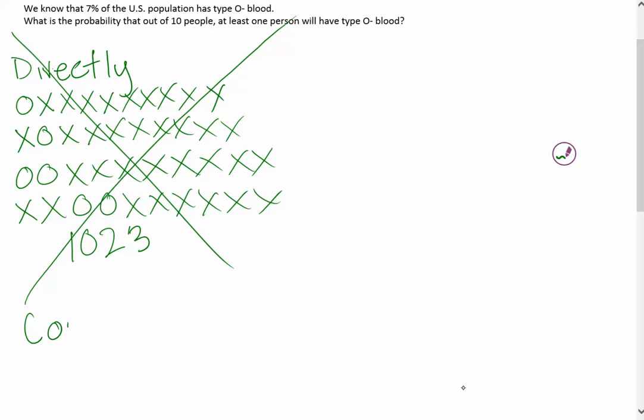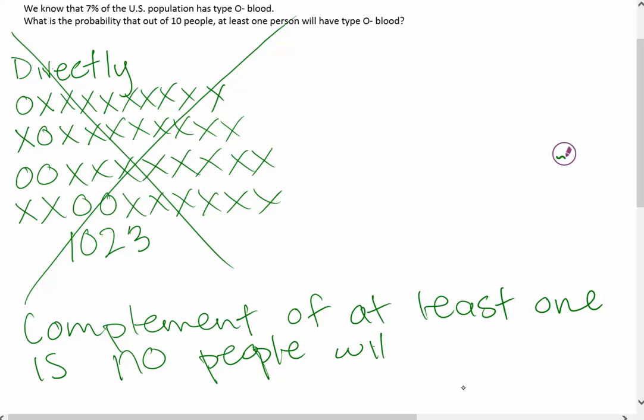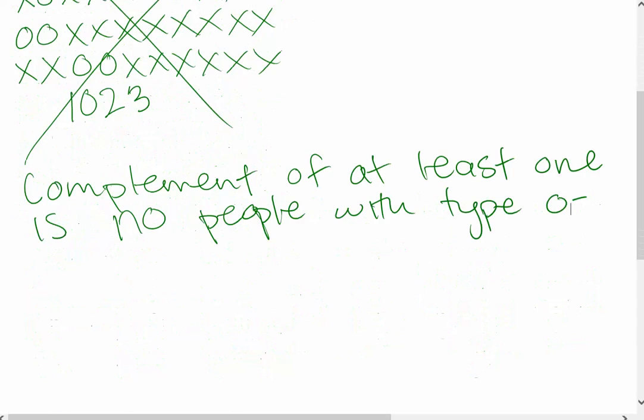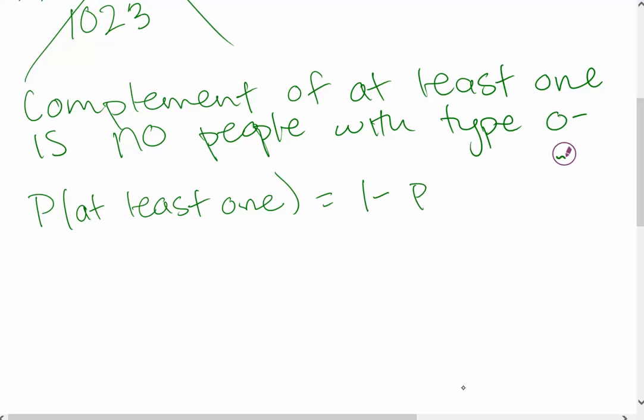So the complement of at least one person is no people with type O negative. So what we need to do is to find the probability of at least one, we're going to do 1 minus the probability of none.